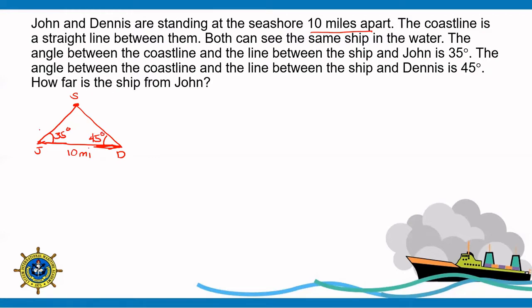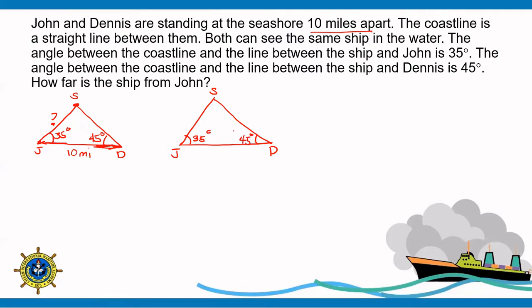So ito si John, ito yung ship. So ito yung hinahanap natin na distance. Okay, so yan po yung hinahanap sa problem. So based on this triangle, okay, so let's try to simplify this, ano. So drawing lang natin siya ulit. So this is your angle S, this is your angle J, this is angle D. So this one is 35 degrees, this is 45.